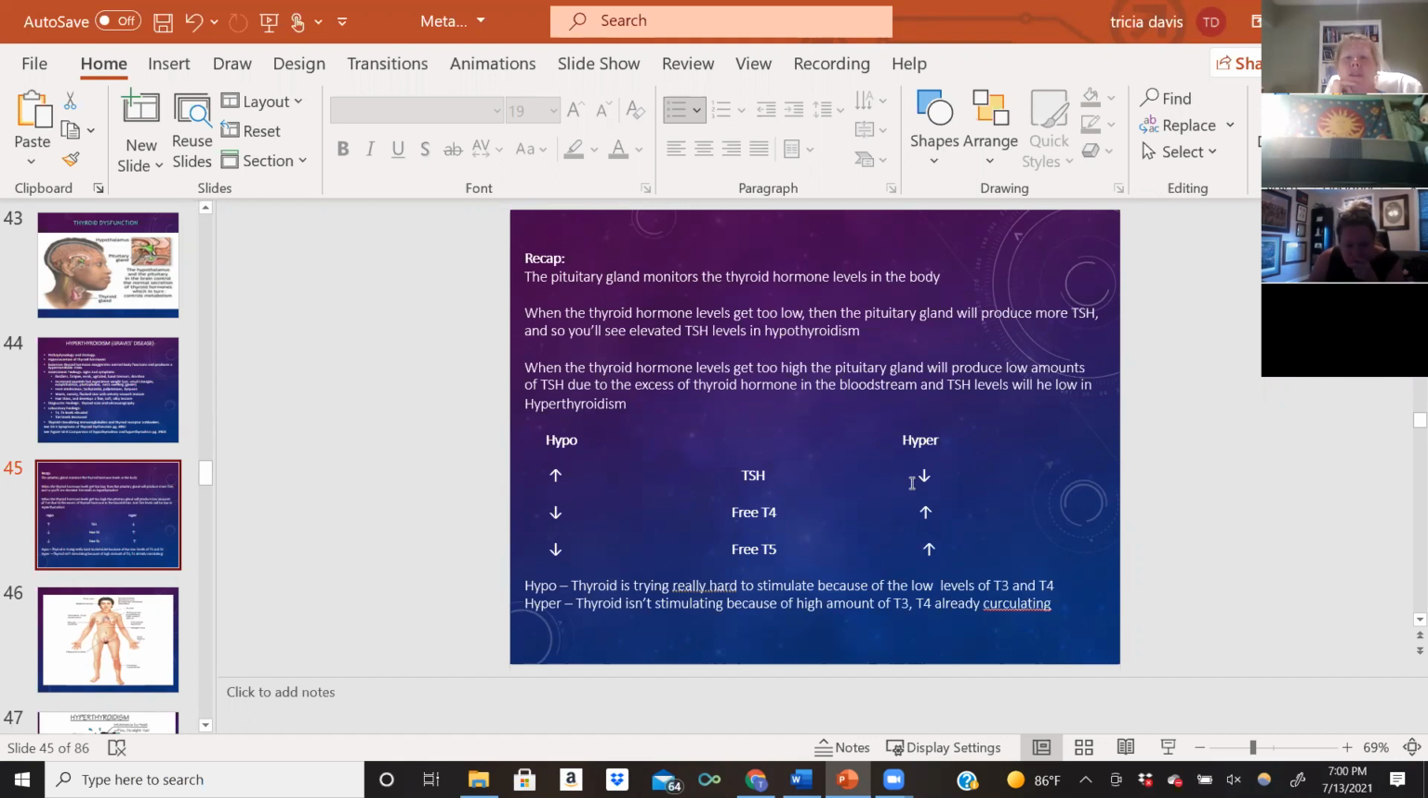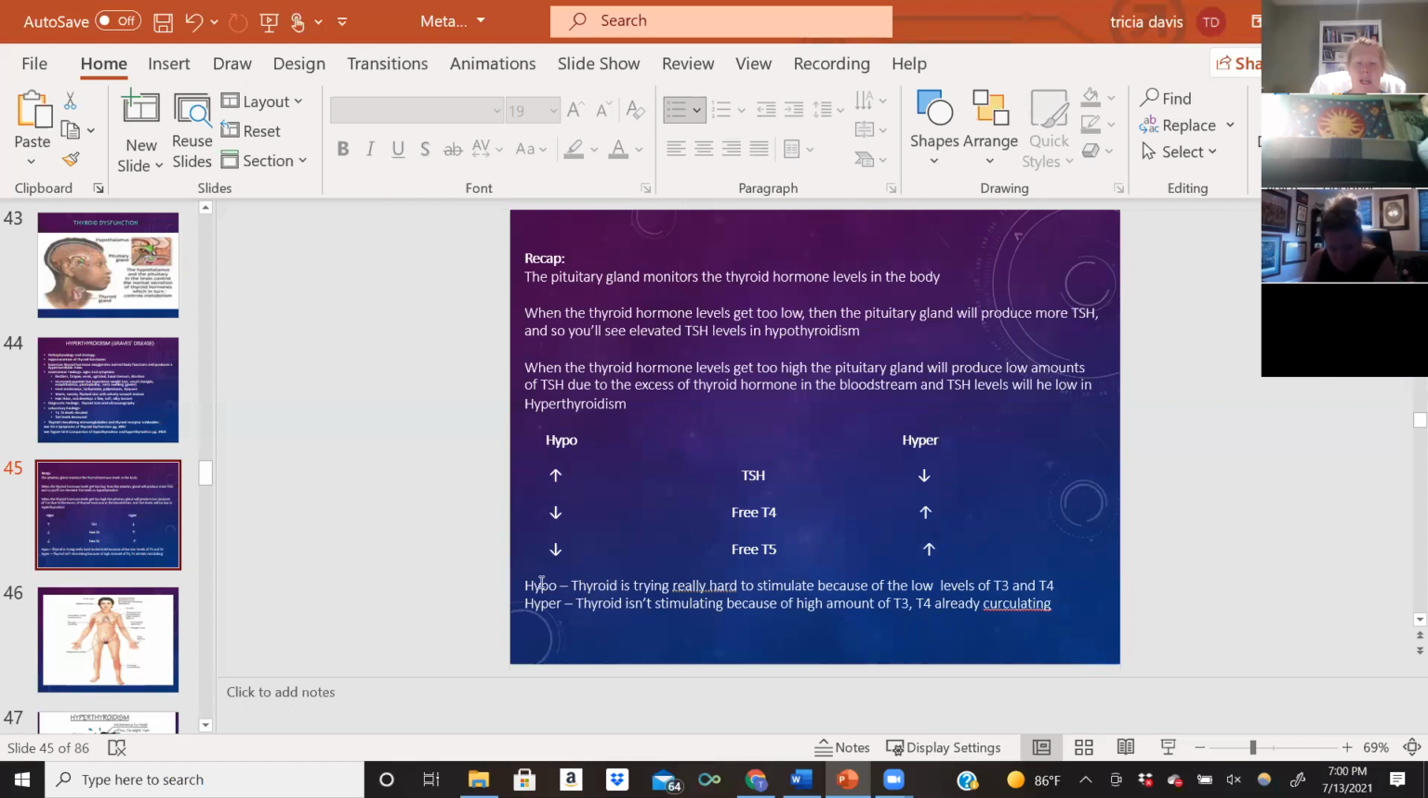When the thyroid hormone levels get too high, the pituitary gland is going to produce low amounts of TSH due to the excess amount of thyroid hormone already in the bloodstream. And the TSH levels will be low in hyperthyroidism. So I made this little chart here for you guys. Hypothyroidism is on the left, hyper is on the right. So your TSH for hypo is going to be increased. For hyper, it's going to be decreased. Your T4 and your T3 levels with hypo are going to be decreased. With hyper, they're going to be increased.